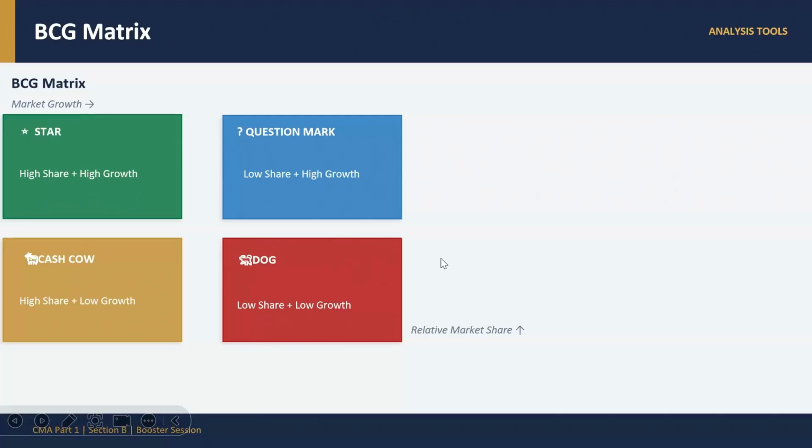Now tell me, in this BCG matrix, which is the best position for making profits? Is it question mark, star, cash cow, or dog? Which is the best position for making profits? Hello guys, in the BCG matrix, which is the best position for making the profits? Is it a question mark, star, cash cow, or a dog? Guys, I'm speaking about profits.